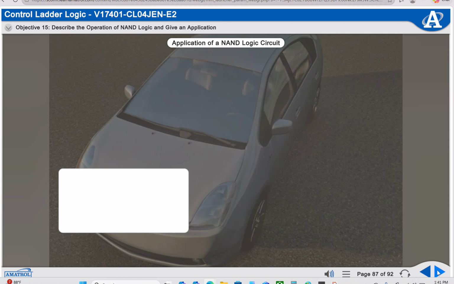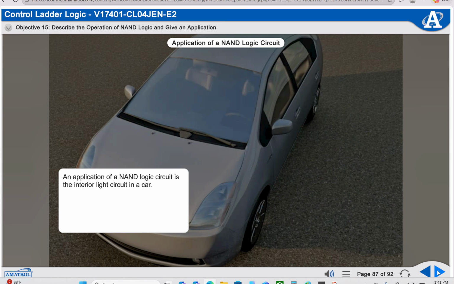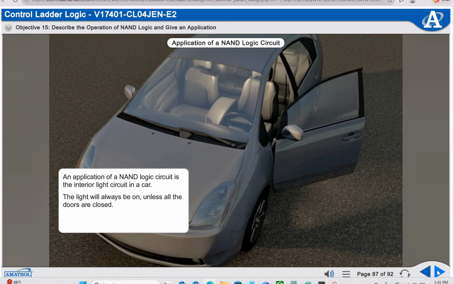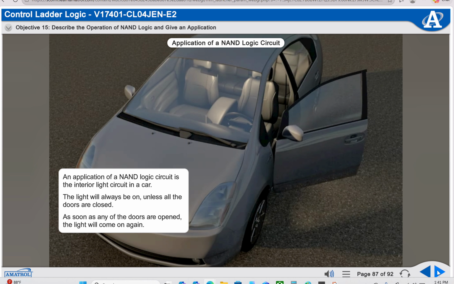An application of a NAND logic circuit is the interior light circuit in a car. The light will always be on unless all the doors are closed. As soon as any of the doors are opened, the light will come on again.